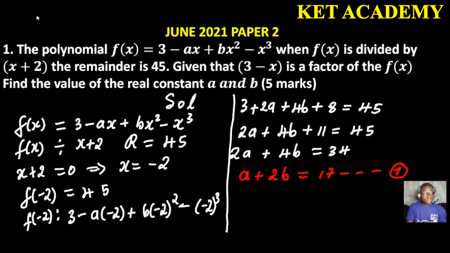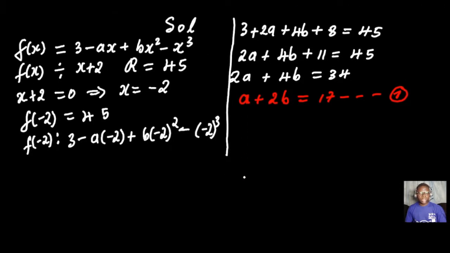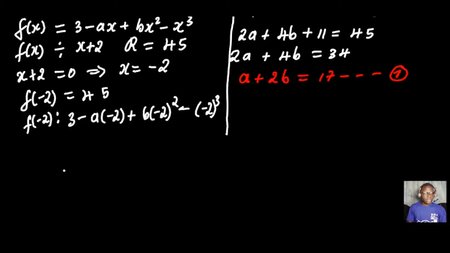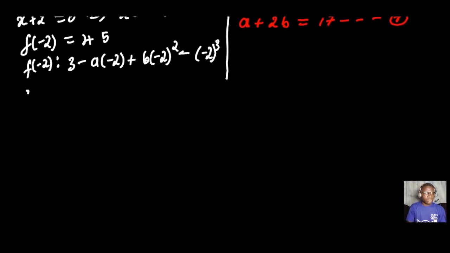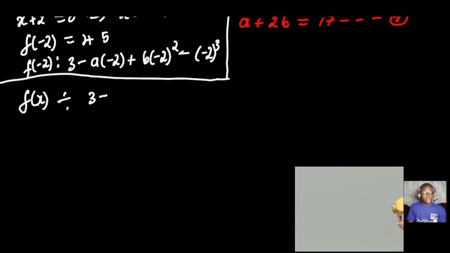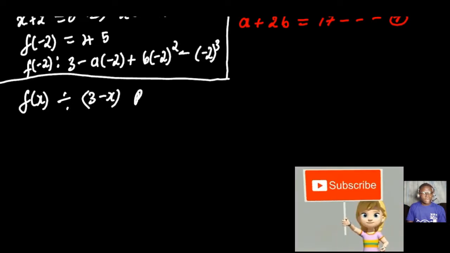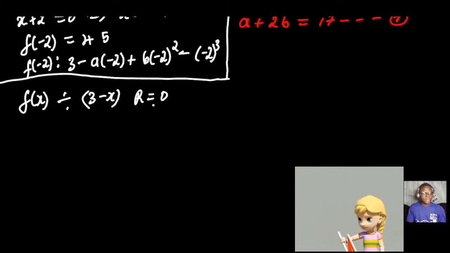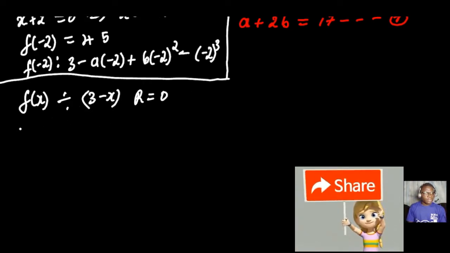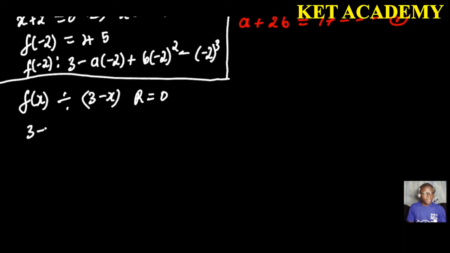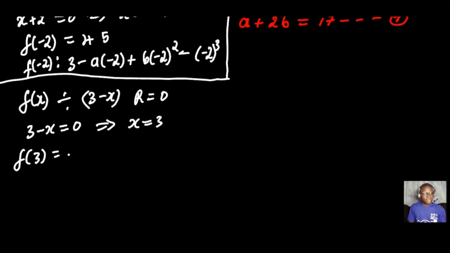Now the second condition says that when f of x is divided by 3 minus x, the remainder is 0, since 3 minus x is a factor of f of x. Now if we look for the root of our factor, we have 3 minus x equal to 0, which implies that x will be 3. Now what does this mean? It means f of 3 will simply be equal to 0.